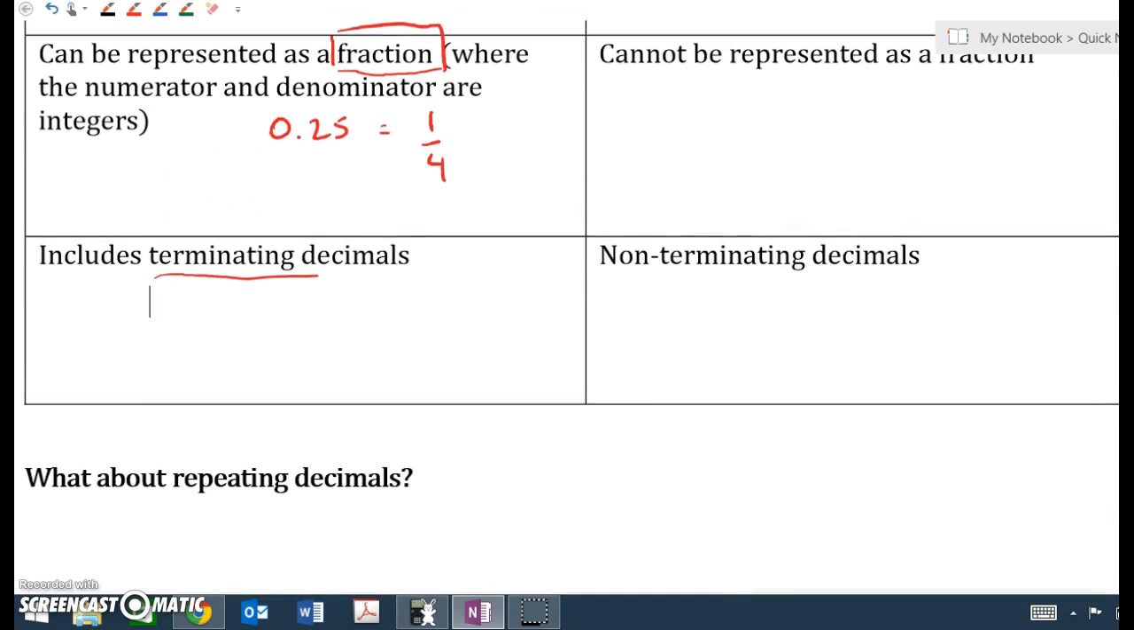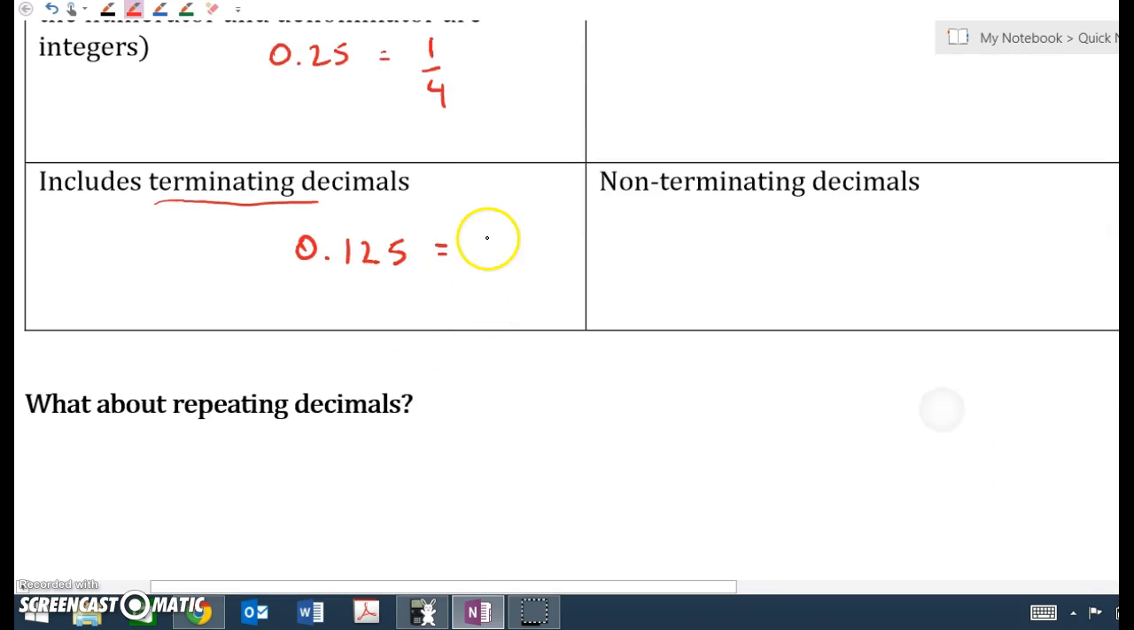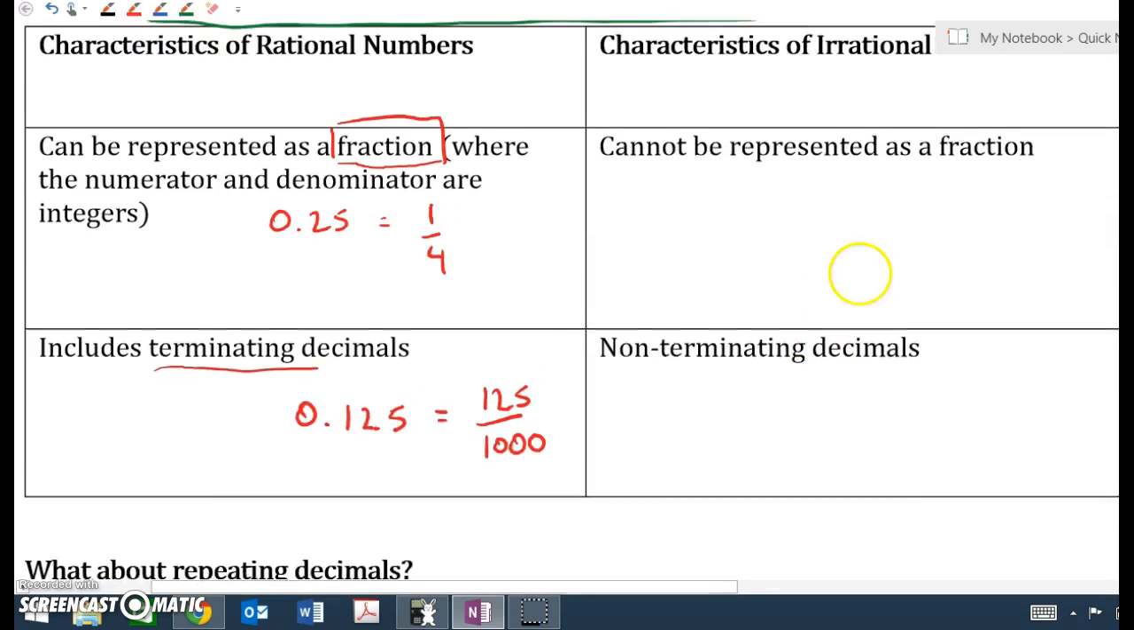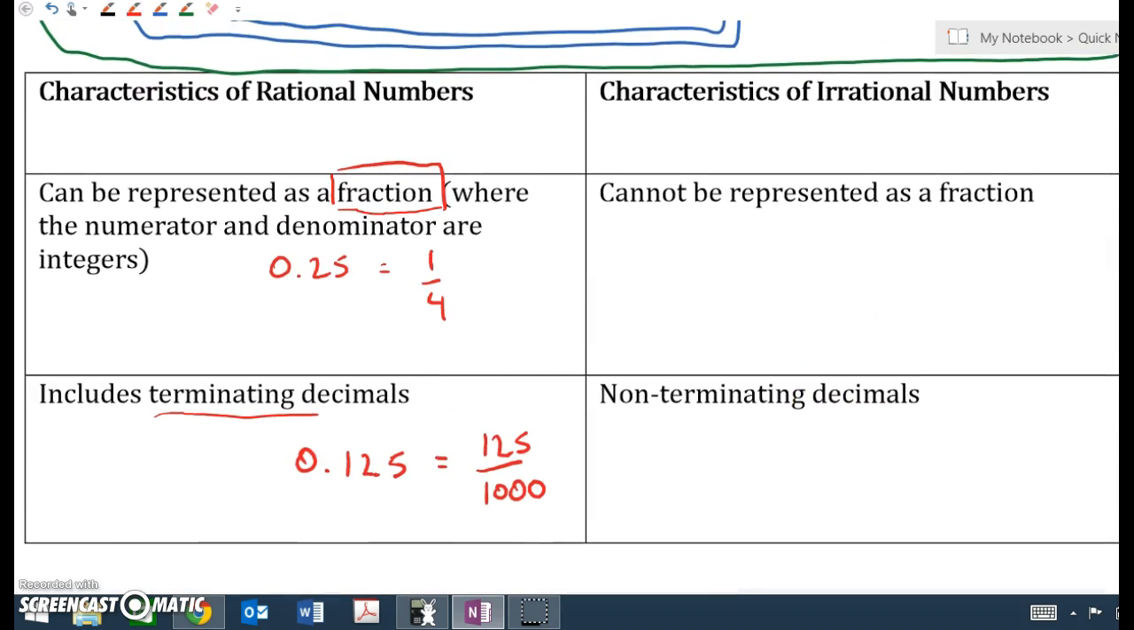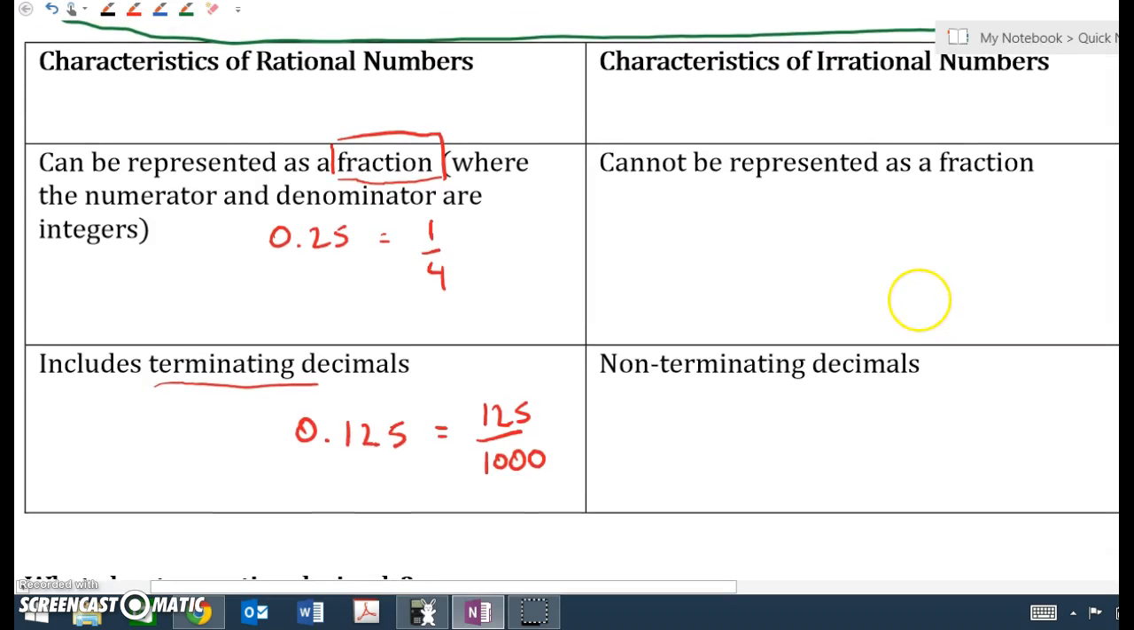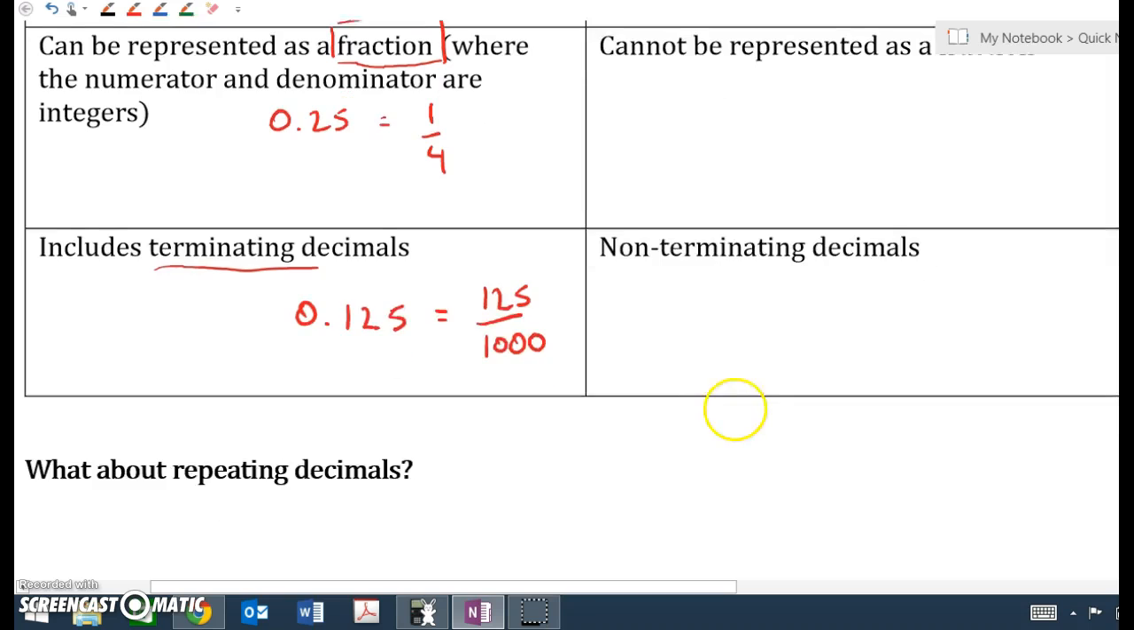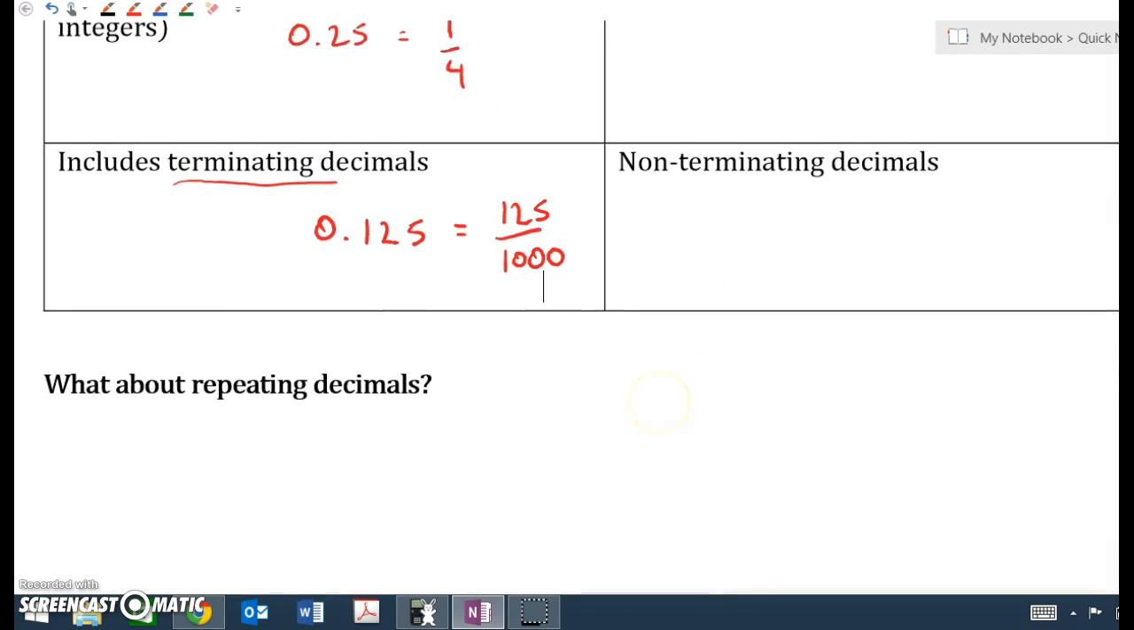If we took basically any number, 1.125 there, we can write that as a fraction, which would be 1125 over 1,000, and then we would simplify that to a simpler fraction. On the other hand, the irrational numbers cannot be written as a fraction because they're non-terminating decimals. They keep going on forever.